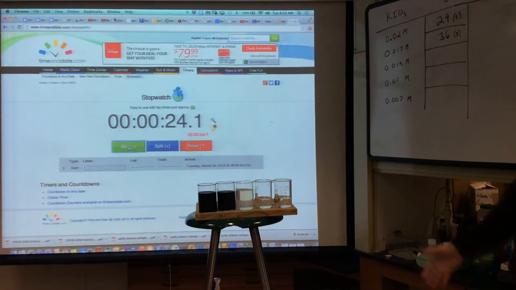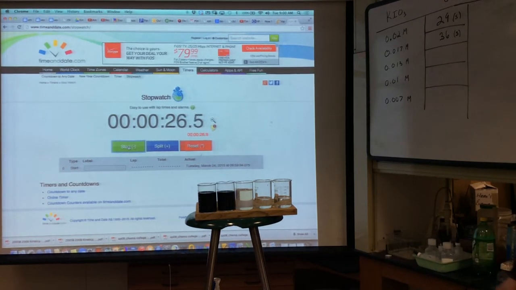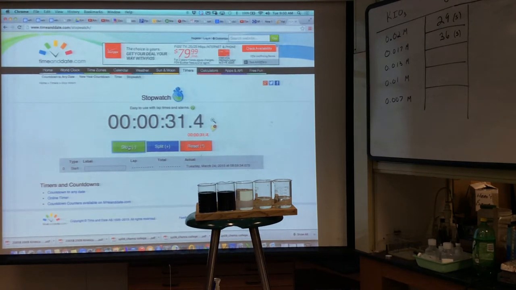Clearly, concentration is lowered. That means there's less molecules to collide with. Reaction rate drops. So here we're getting close.